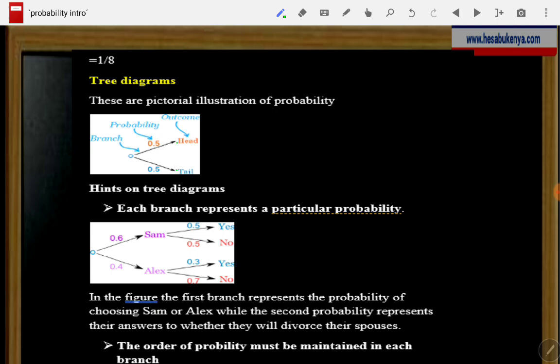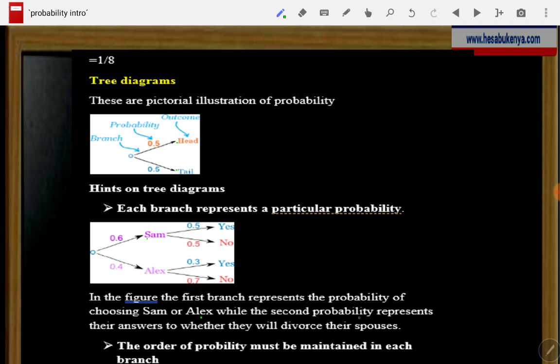Now, hints on tree diagrams. Each branch represents a particular probability. For instance, in the figure, the first branch represents the probability of choosing Sam or Alex. So we have the probability of choosing Sam, which is 0.6, and the probability of choosing Alex, which is 0.4.